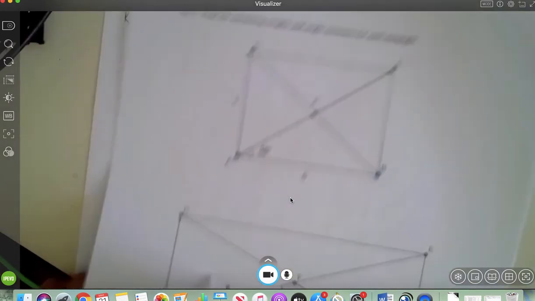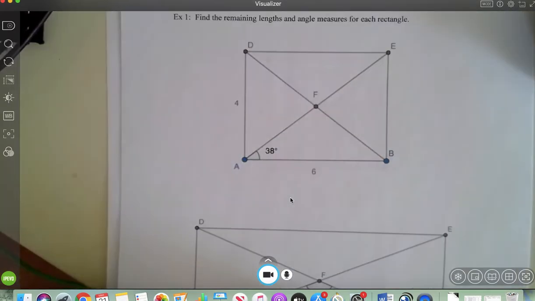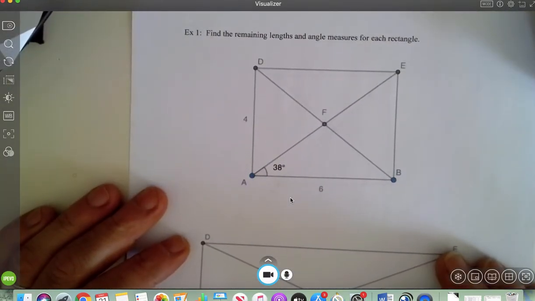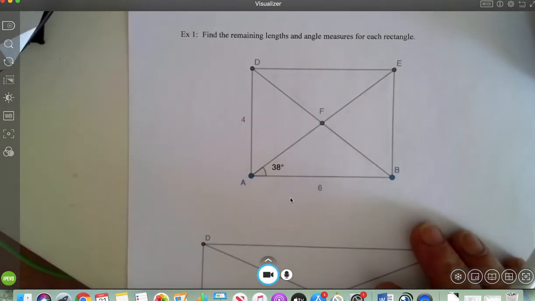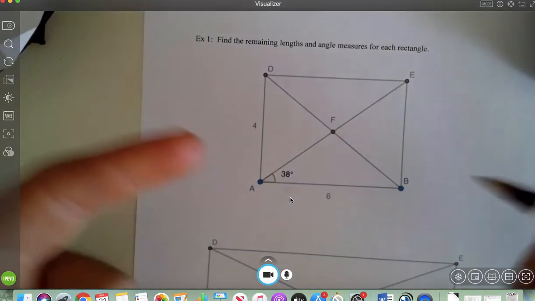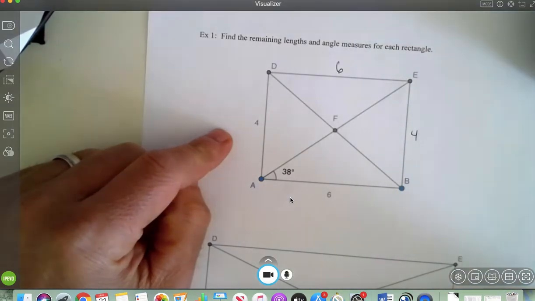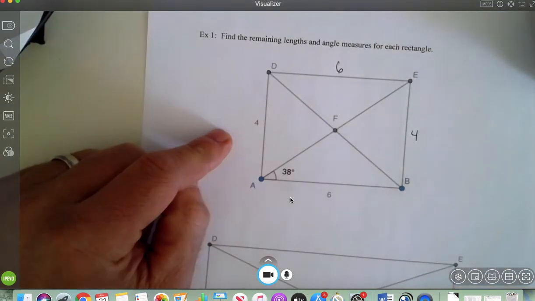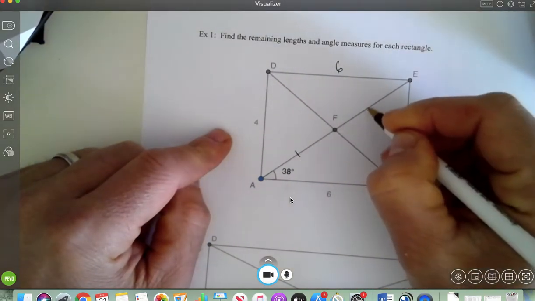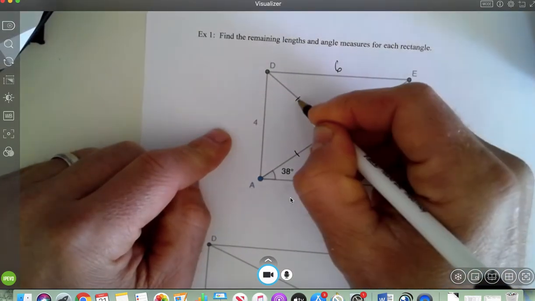Here are our examples, and if you didn't print these out yet, go and print them out and then jump back in. Okay, let's see what we're going to do first. I know that this is a rectangle, and a rectangle is a parallelogram, so opposite sides are congruent. I'll fill that in first. I know that diagonals bisect each other, but because it's a rectangle, the diagonals are congruent. So all of these are going to be congruent. I'll put those tick marks there.